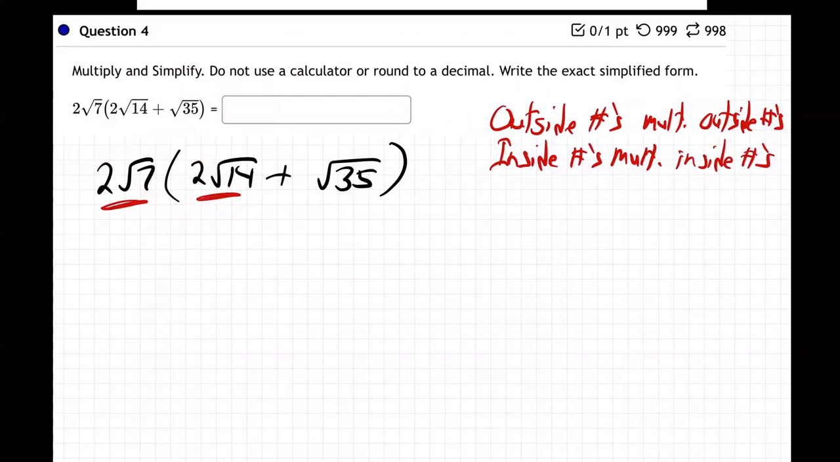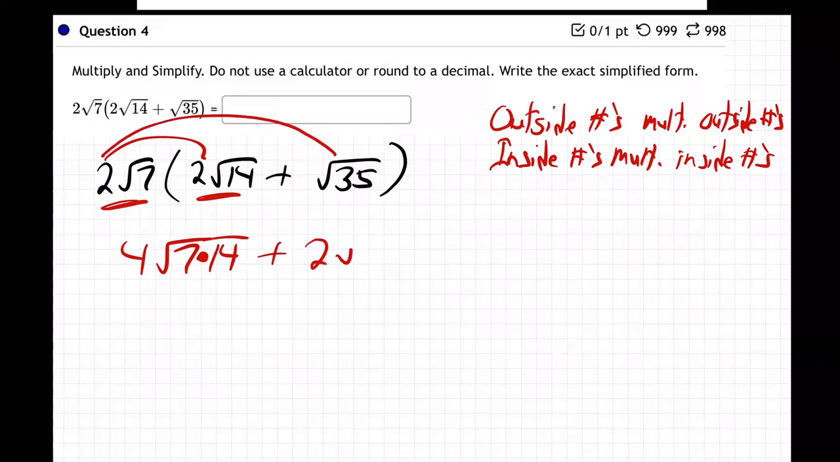Here we go. 2 root 7 times 2 root 5. So the outsider is going to multiply the outsider. 2 times 2 is what we're distributing here. And when I multiply the insiders, I'm actually going to just go 7 times 14 like that. That looks like 7.14, doesn't it? Why didn't I multiply those and get whatever 7 times 14 is? Well, because I need to break them down. Inside of square roots, you always need to break them down, so I might as well leave them partially broken down. That makes sense? Plus, and then here, 2 will stay outside, and the 7 times 35 will go together inside.